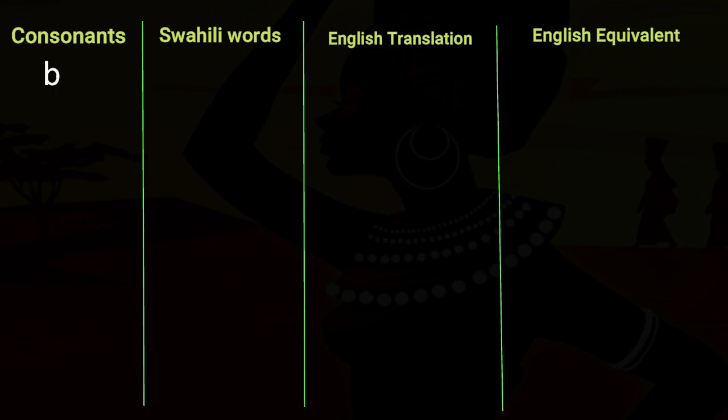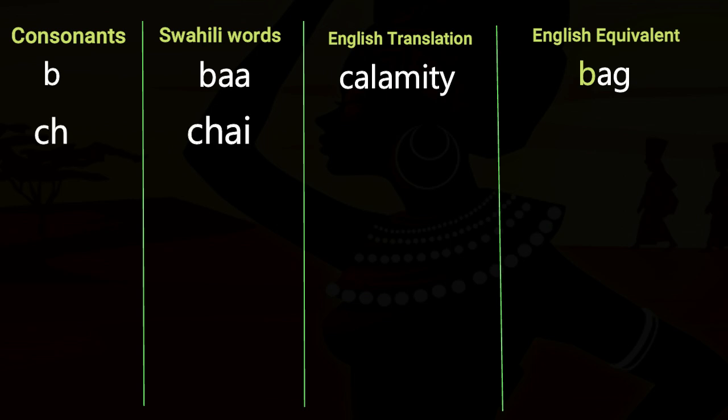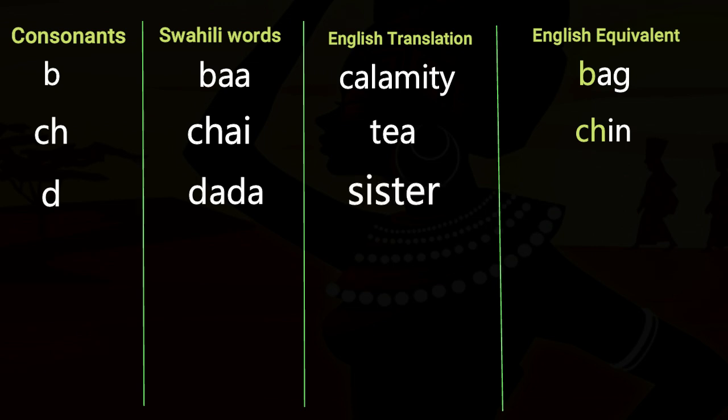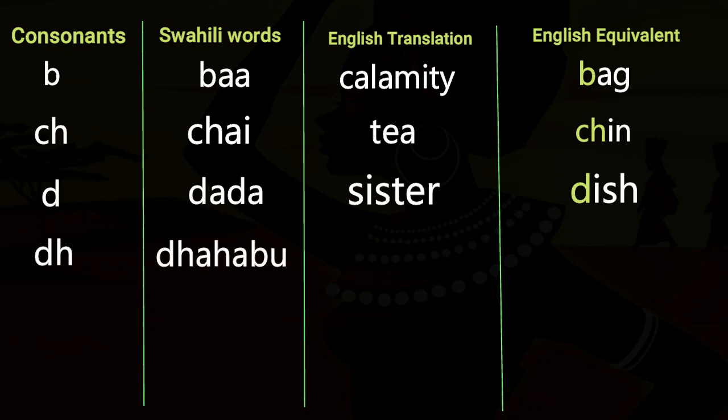Ba, calamity, as in back. Cha, chai, tea, as in chin. Da, dada, sister, as in dish. Dhahabu, gold, as in they.